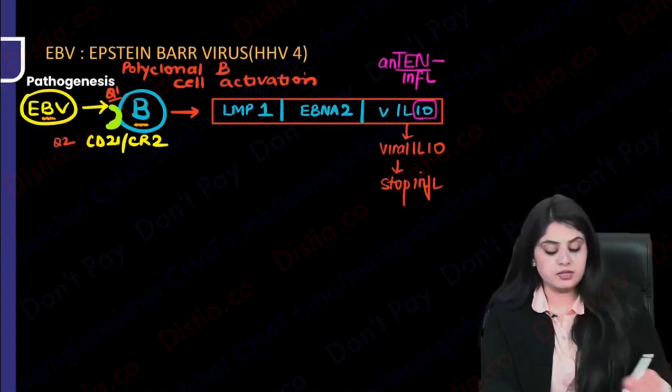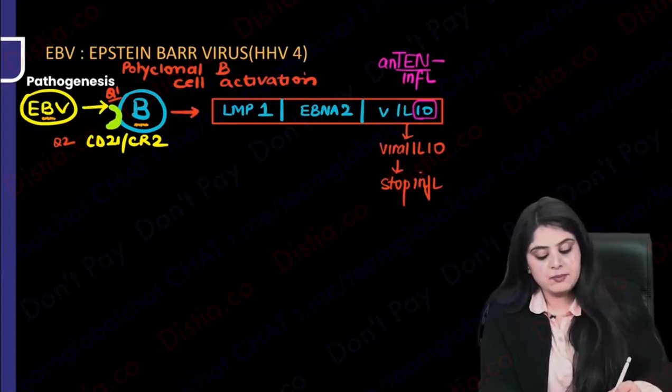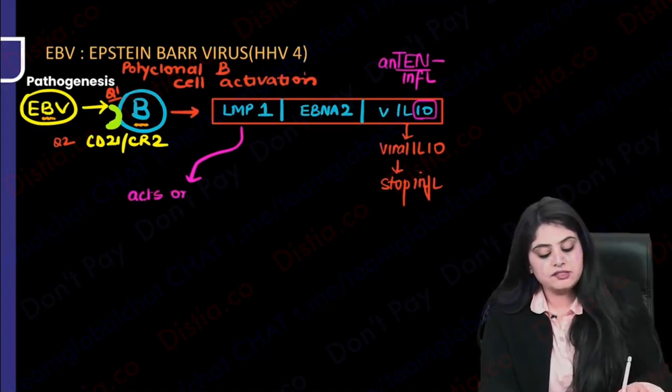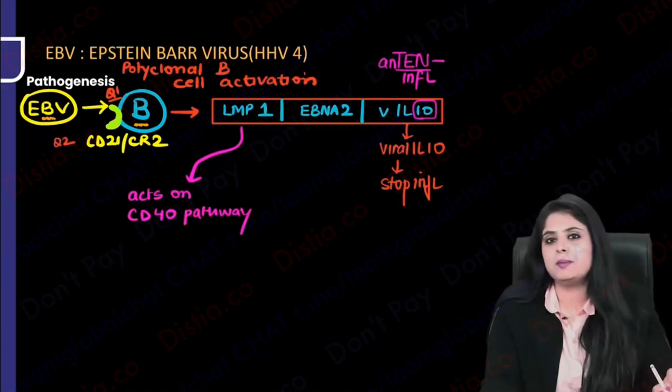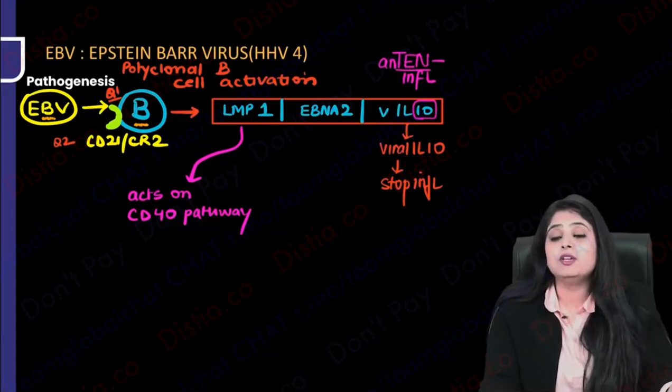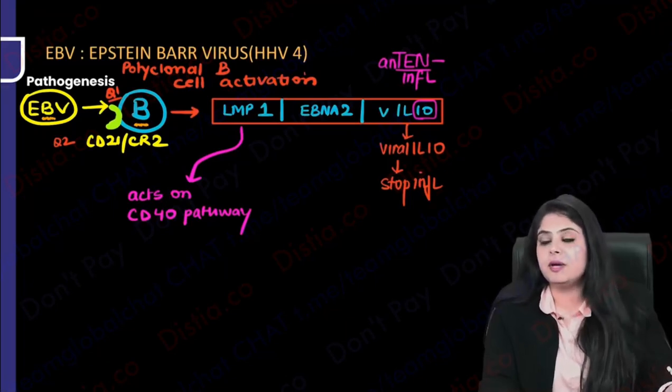Okay, this we've understood. Now let's go to LMP1 and EBNA2. What does LMP1 do? LMP1 acts on the CD40 pathway. Guys, do you remember what the CD40 pathway was? Too much of pathology coming here. You have done it in immunology, in micro also. CD40 receptor, CD40 ligand, if this pathway gets acted upon, what is going to happen? Your NF-kappa B and so many pathways will get activated. All your antibodies will start forming. So LMP1 has basically started acting on the CD40 pathway.